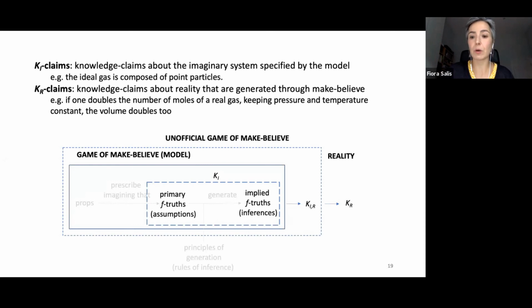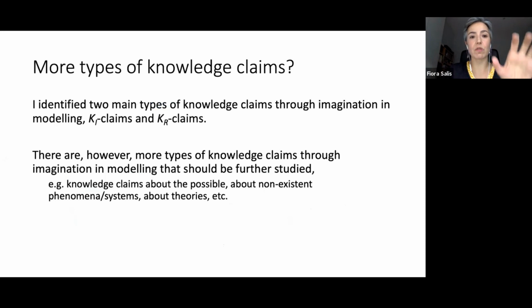Very briefly, I told you about the taxonomy. Let me just mention this in conclusion. There are many different types of knowledge claims we can make about models. I just mentioned three actually, but I classify two of them under the same category. So one is knowledge claims about the imaginary system that is specified by the model. And another one is knowledge claims about reality. But of course there are knowledge claims about possible alternatives, right? And these are knowledge claims made through models that sometimes are called exploratory models, models that explore alternative possibilities.